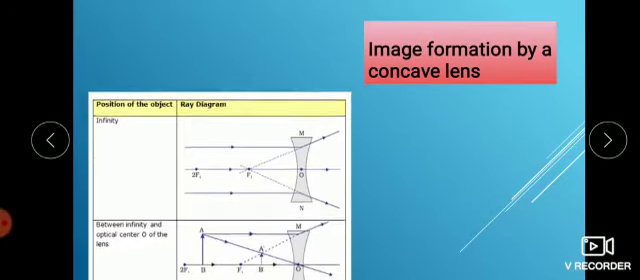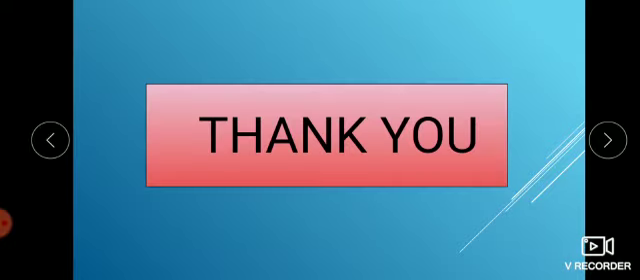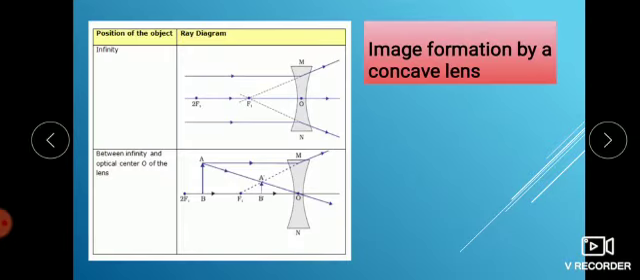Then you have it for your concave lens. A concave lens, like a convex mirror, has only 2 different positions: at infinity, and between the optical center and your f1. These are the only 2 positions that you have, and this is the diagram that you have got.